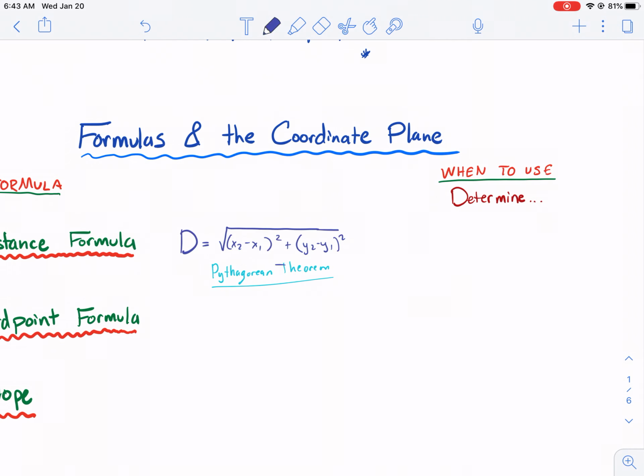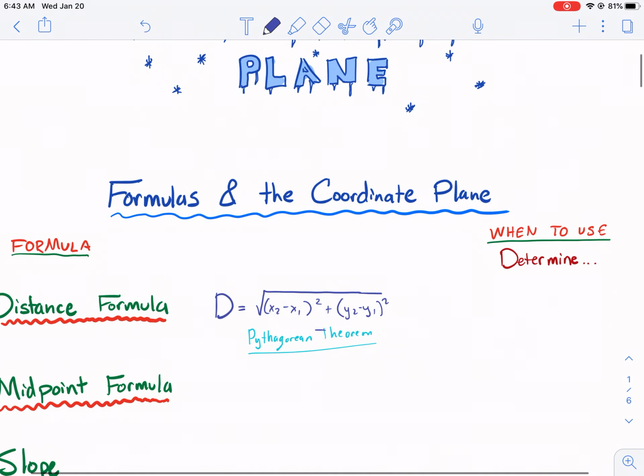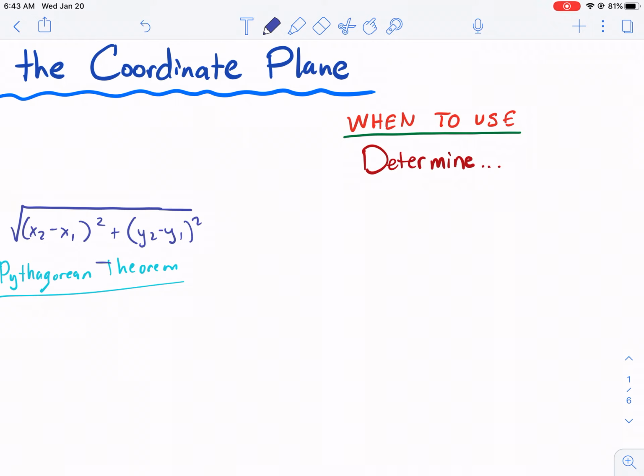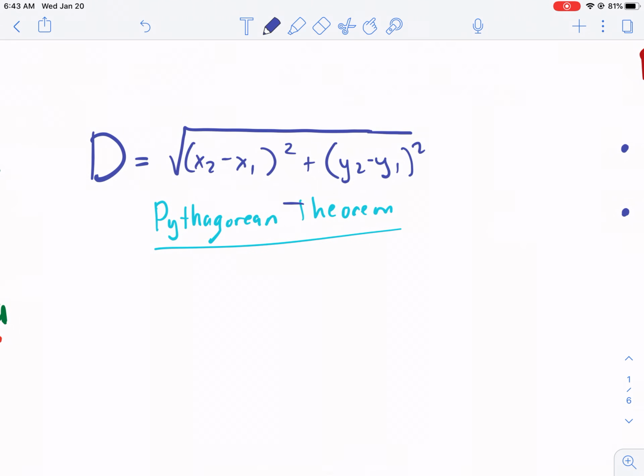Now, when do you want to use the distance formula when you're talking about polygons? Remember, this is a section on polygons. Why would we need to use the distance formula? Well, if you have a shape and you don't know what it is, the distance formula could help us determine if the sides are congruent. If we know opposite sides are congruent, then we know it's a parallelogram. Or we could determine if diagonals are congruent. If the diagonals are congruent, it narrows it down to, is it an isosceles trapezoid, is it a rectangle, is it a square? So both these pieces of information give us clues as to what kind of shape we're talking about.